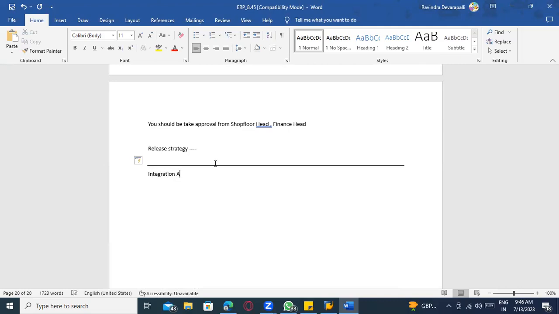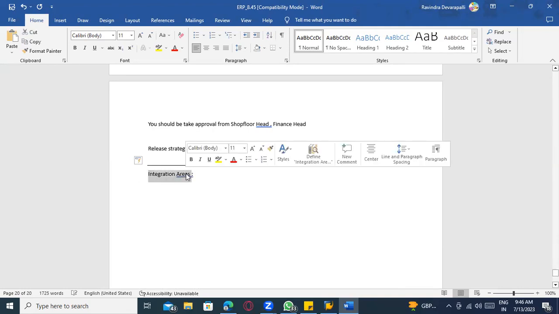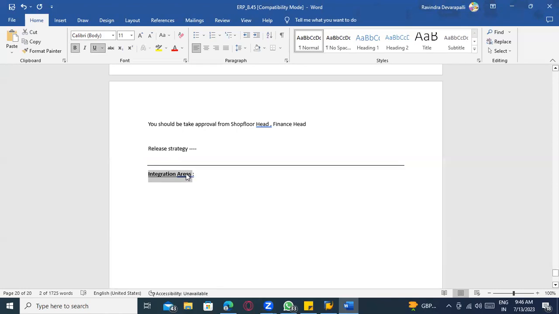integration areas. I'm not strictly saying that you must be working in MM. If I'm working as a consultant, I'm not strictly saying that you must be working only in your area, because there are some integrated areas that you must also be aware of. If you are not aware of where exactly these integration areas are connected, then it's very difficult to run your transaction.